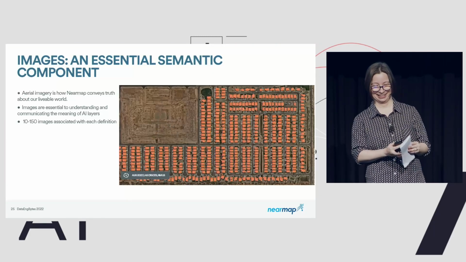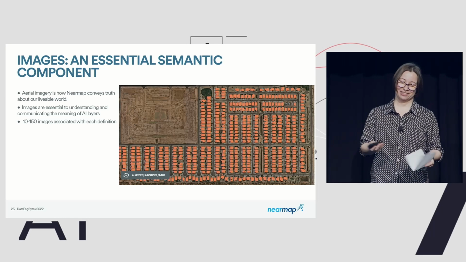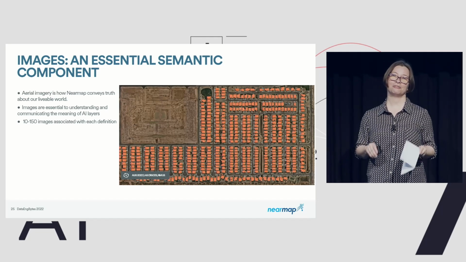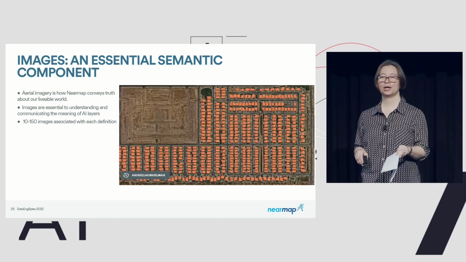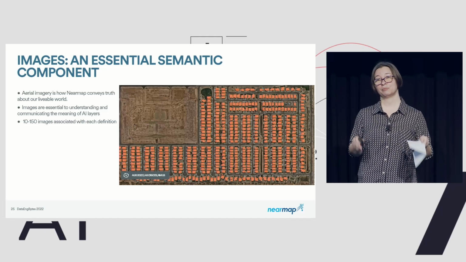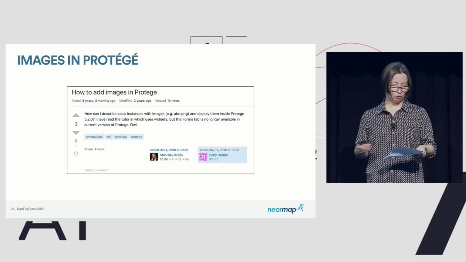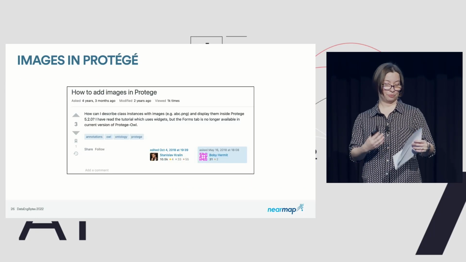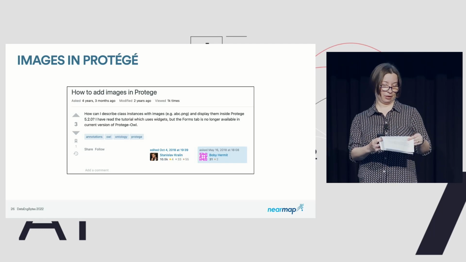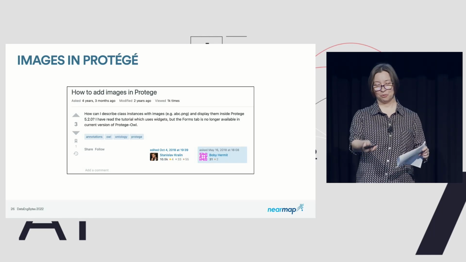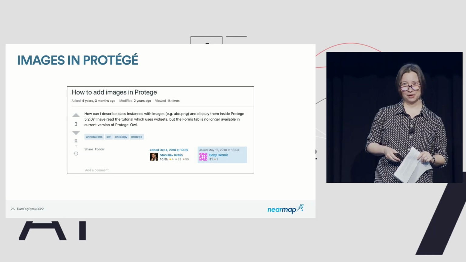Well, as you said, aerial imagery is how we convey the truth about our livable world. And as I said before, every single layer has between 10 and 150 sample images that represent what that layer actually is. So we thought, oh great, we can just add the images in Protégé. Turns out you cannot. Well, short answer. But here's a question on Stack Overflow asking the same thing.